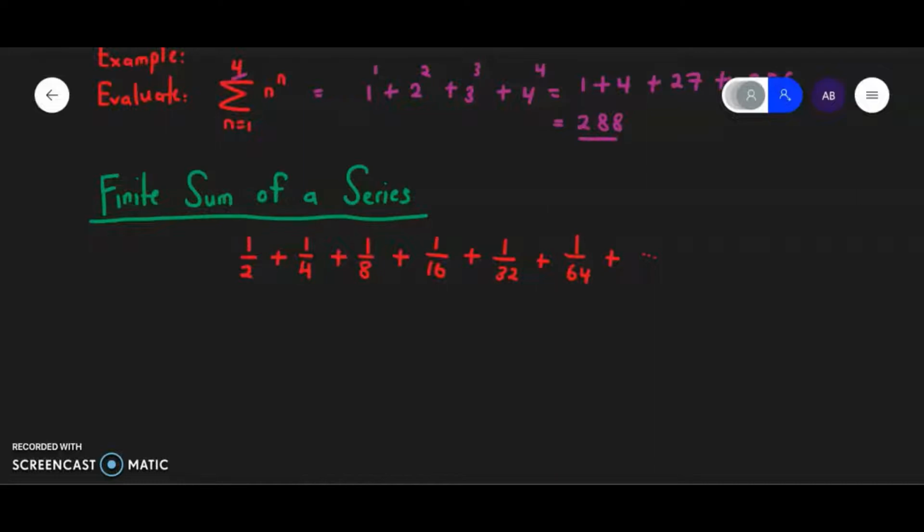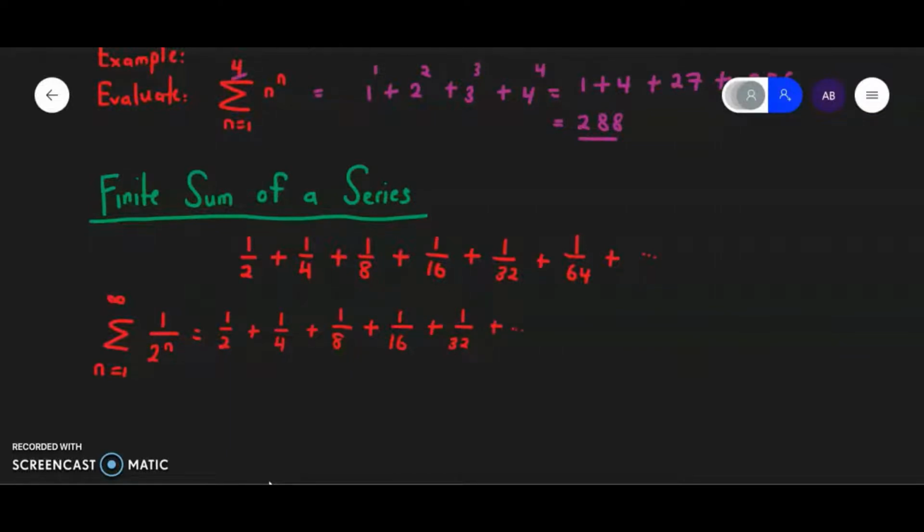So let's look at what the nth term is here. I can also write this as the summation from n equals 1 to infinity of 1 over 2 to the power of n, because the denominators are powers of 2. When n is 1, I have 1 over 2. When n is 2, 1 over 4. When n is 3, 2 to the power of 3 is 8. When n is 4, 2 to the power of 4 is 16. When n is 5, 2 to the power of 5 is 32. Now you get that.